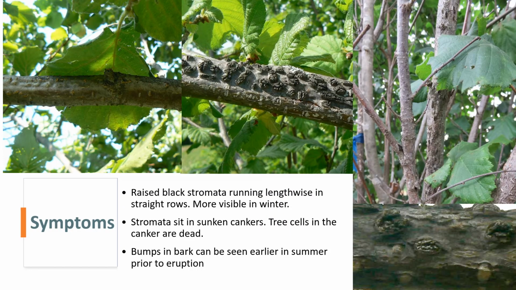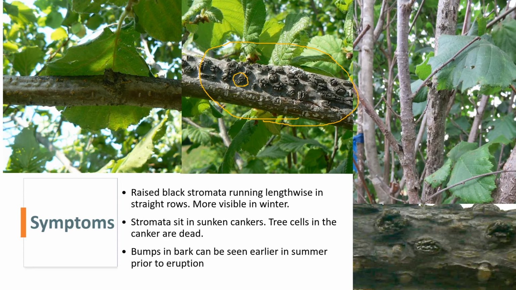So for major symptoms of Eastern Filbert Blight, I'm going to be directing you to the center picture here. This is sort of a classic example of Eastern Filbert Blight. So we have a sunken area, that's the canker, and within the canker you have these raised black spore-bearing structures called stromata, and they're running lengthwise in more or less straight rows up and down the canker. Those are more visible in winter when the foliage is not there. The tree cells within this canker are dead. But this is what you would see in the fall when the cankers are mature.